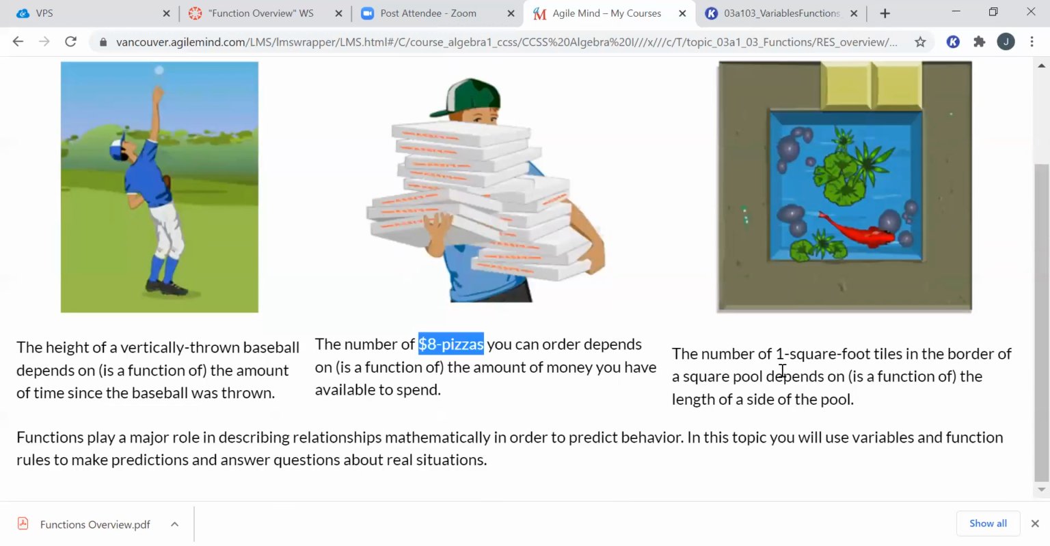Here we have the number of 1-foot squares on the border of a square pool. It's a function of the length of the side of the pool. Okay, so if I make the length 3 feet by 3 feet, we found out that 16 tiles go around the outside.